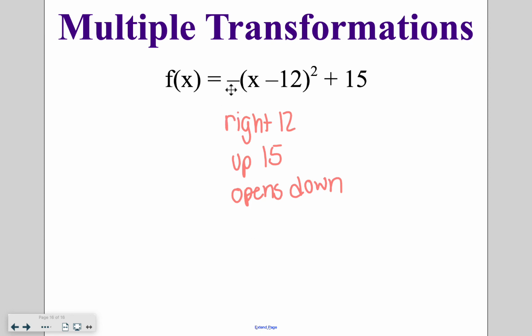So we have the opens down because of the negative. We have right 12 because the squared part is x minus 12. And then we have up 15 because the value after the squared is plus 15.